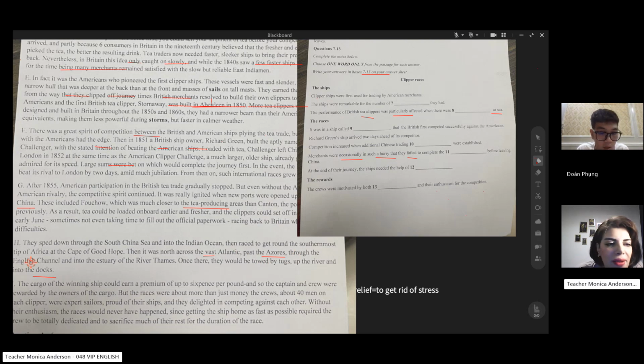The race to get around the southern... Okay, true. Cape of Good Hope. There was north across the west. Okay, so let's spread through this. Just try to find the word. I think that's hurry, or maybe a paraphrase of it. As fast as possible required the crew to be totally dedicated and to sacrifice much of the rest for the duration of the race.